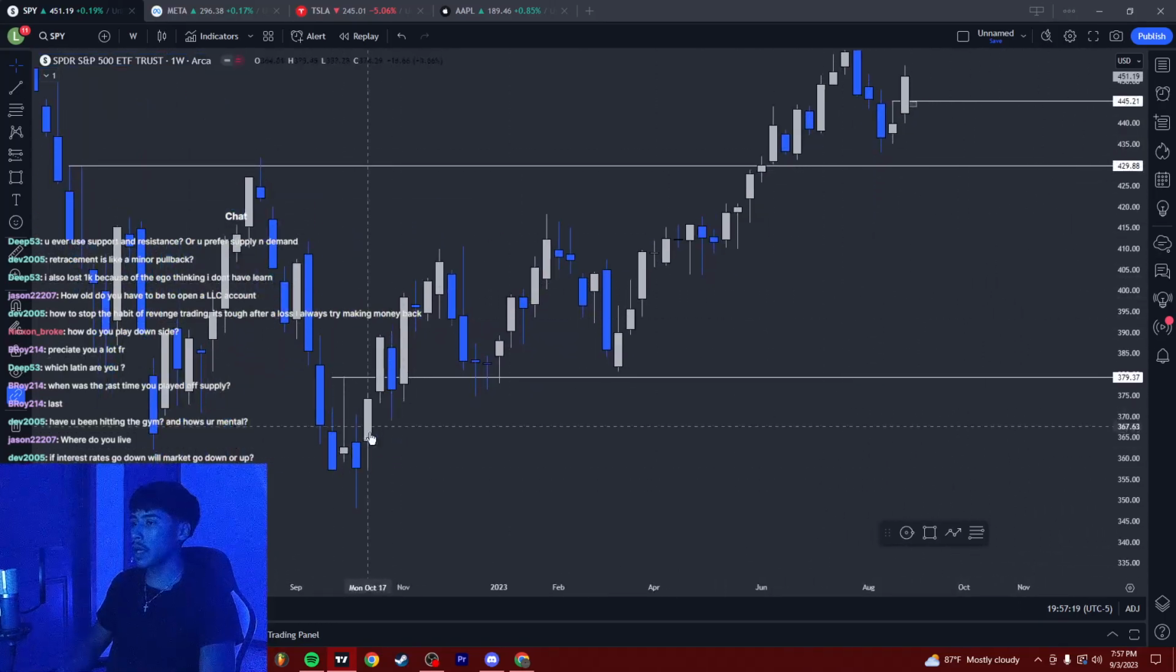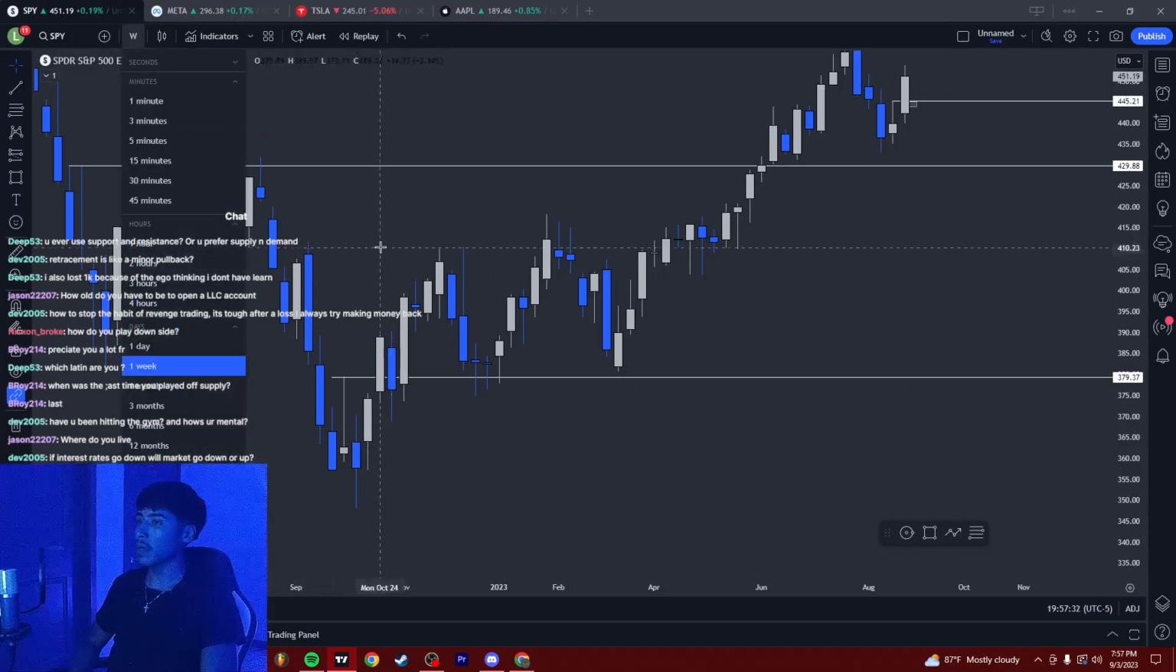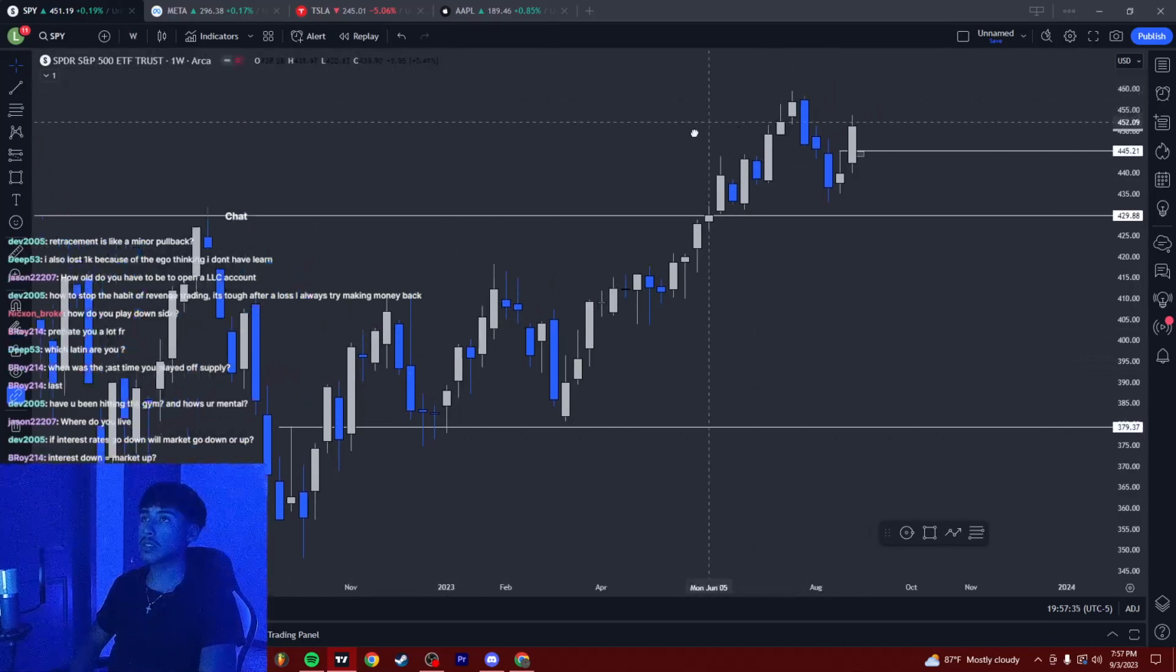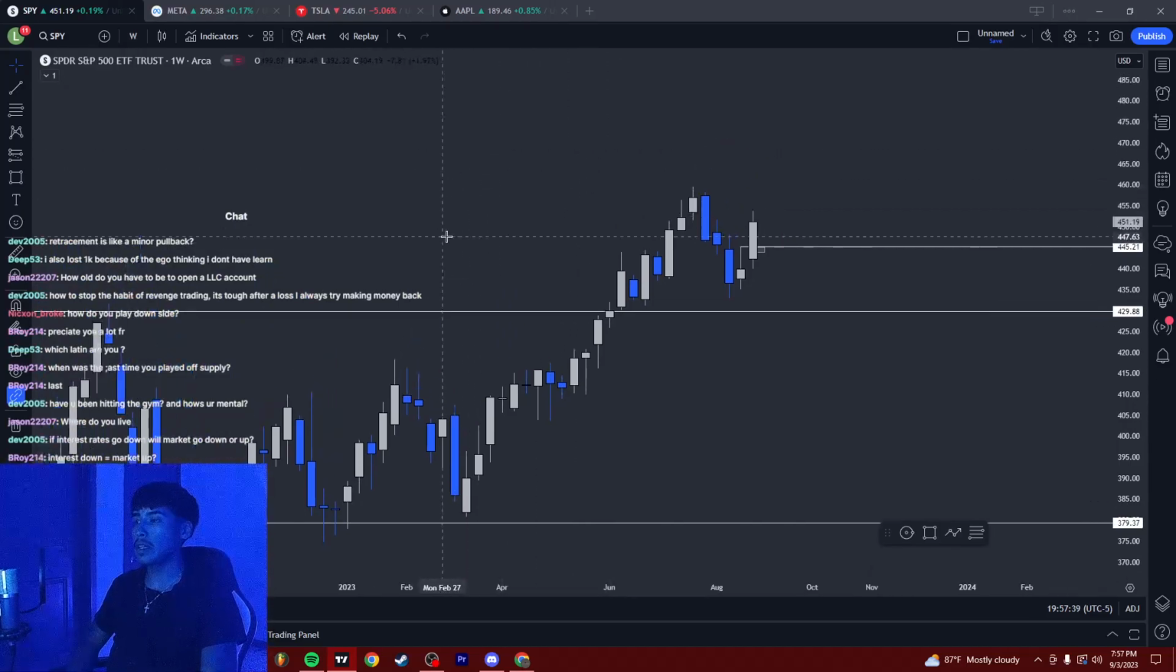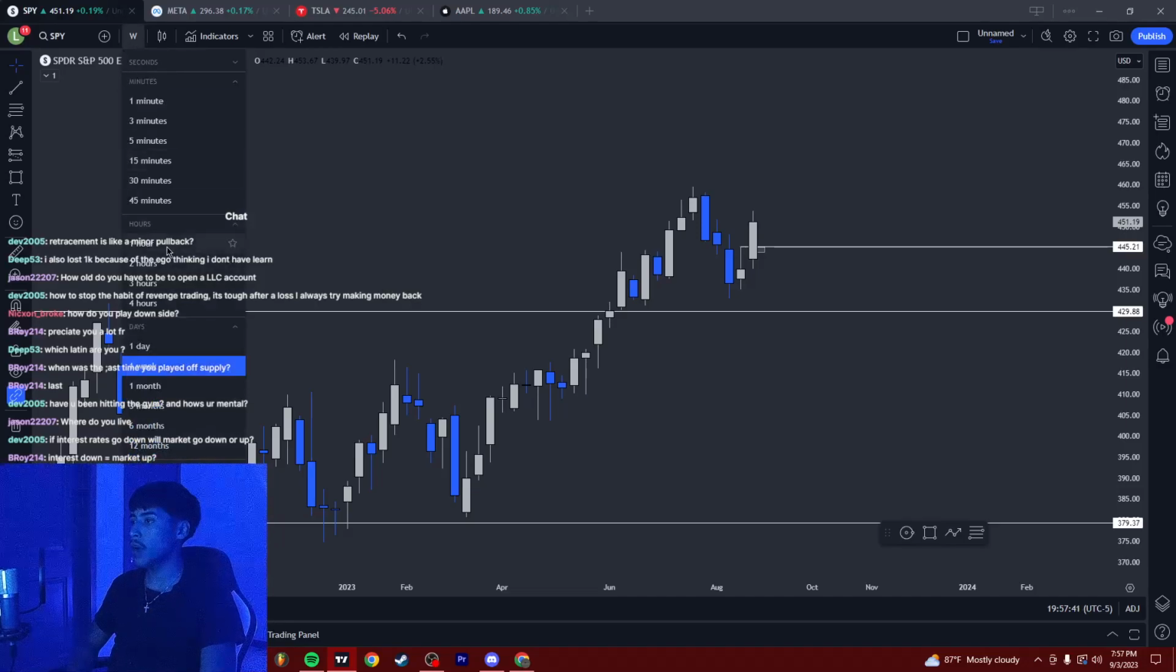But I basically knew that because we broke structure on larger time frames and we stopped raising interest rates so high, we were going to start going back up potentially. So this was around the last time I played supply. And I've been playing demand ever since. Interest down equals market up. Yeah, so interest rates are going to start going down.